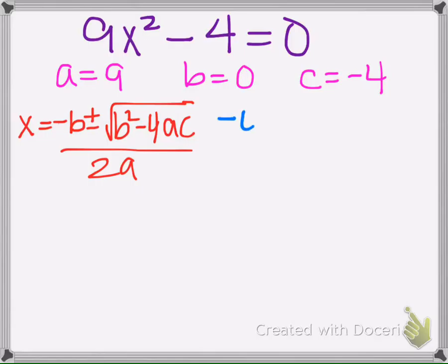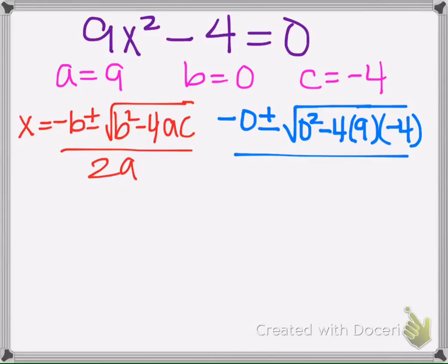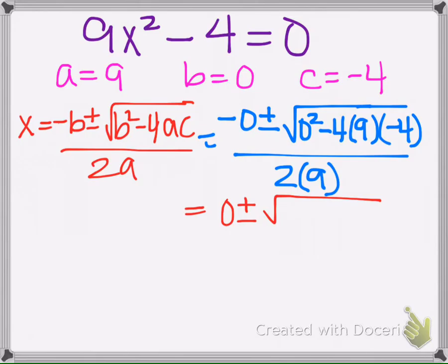Okay, so now I'm going to have negative b plus or minus the square root of b squared minus 4ac all over 2a. So now I'll go ahead and simplify that out. So we have 0 there, and then negative 4 times 9 times negative 4, which would give us positive 144.